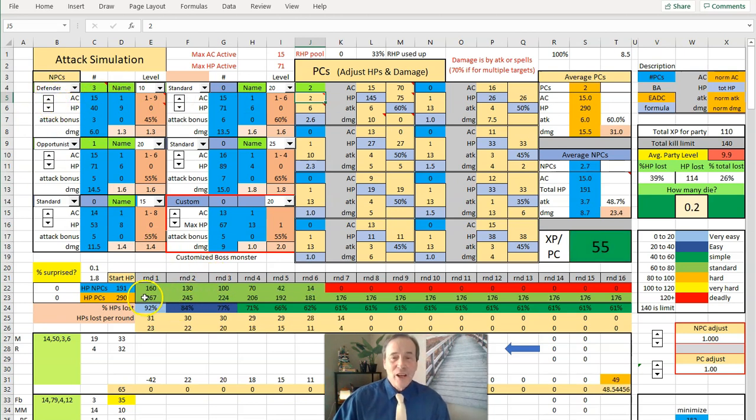There. Now you'll see that the PCs started out with 290 hit points, and you can see that round by round by round, their hit points are going down until finally at the end of the simulation, there's 176 hit points left in the group, which is 61%. You can see the equation up there. That's 61% of their starting HP. And this down here is just basically saying how many hit points these groups are losing in each round. Simple equation. You can see the equations up there.